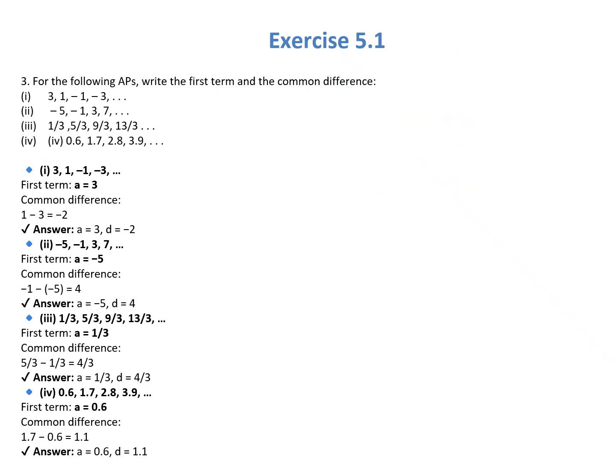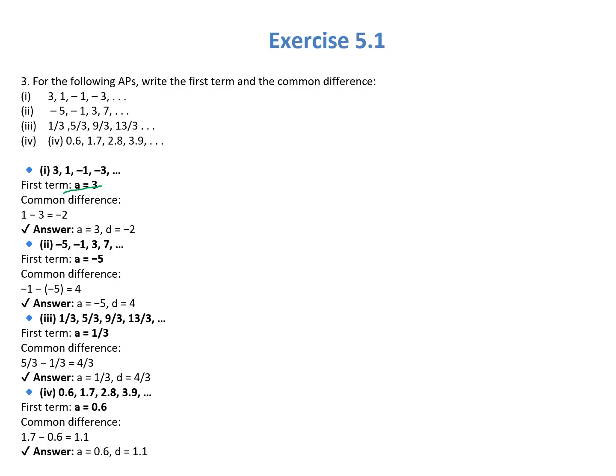Okay, so we'll come to the next question. What we have to solve here: for the following AP, write the first term and the common difference. This is a series. The first term is A, which is equal to 3, and then we have to find the common difference. So 1 minus 3 is equal to minus 2. We can verify it: minus 1 minus 1 is again minus 2, and minus 3 minus minus 1 is equal to minus 2.